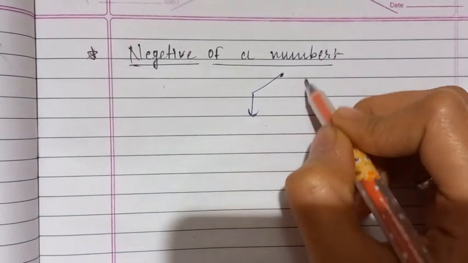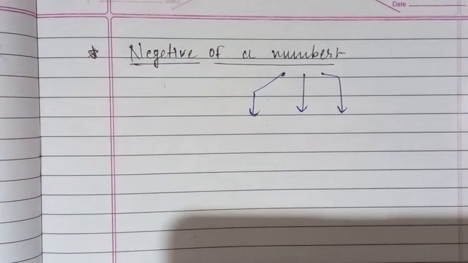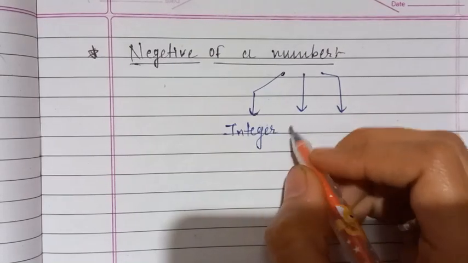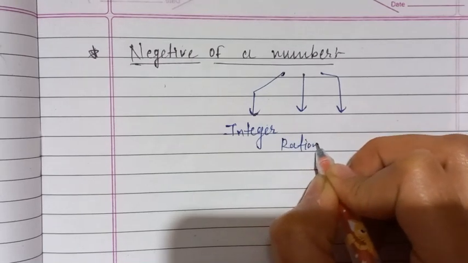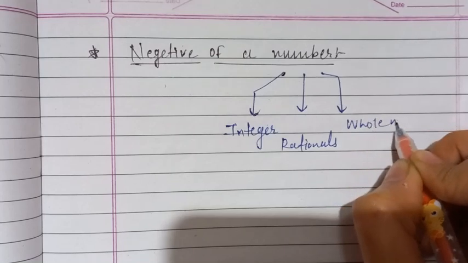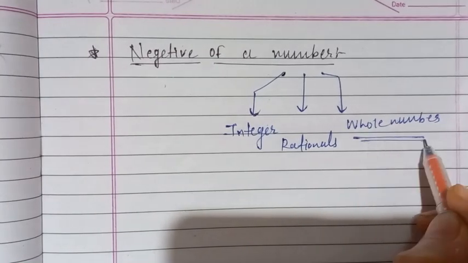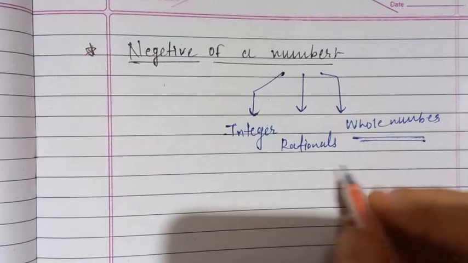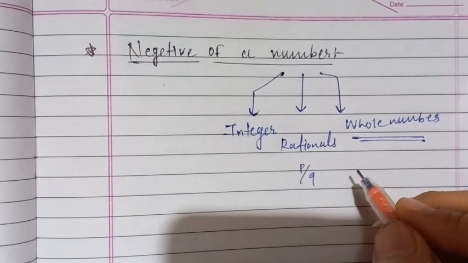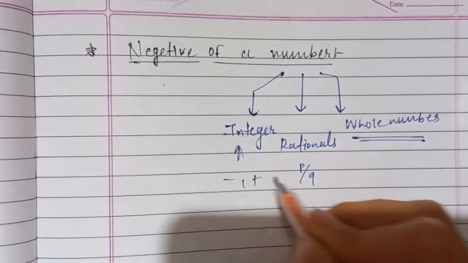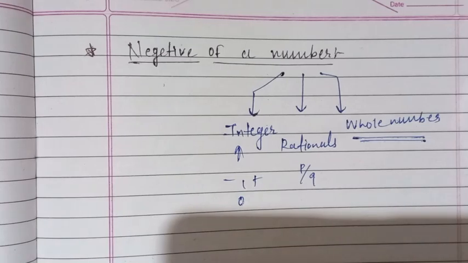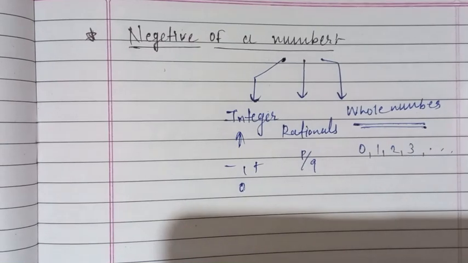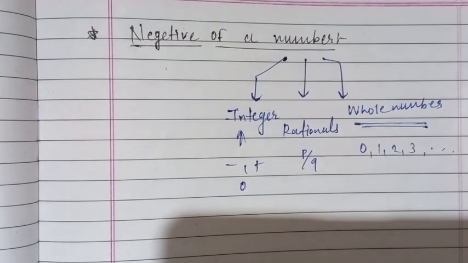We have three types of numbers. Firstly we have integers, then rationals, and whole numbers. We know that in whole numbers there are 0 and positive numbers. Rationals are positive, negative, and numbers in the form p by q. In integers there are negative numbers and positive numbers, and 0 is also included. In whole numbers there are 0, 1, 2, 3. These are the numbers. So we are studying the negative of a number.